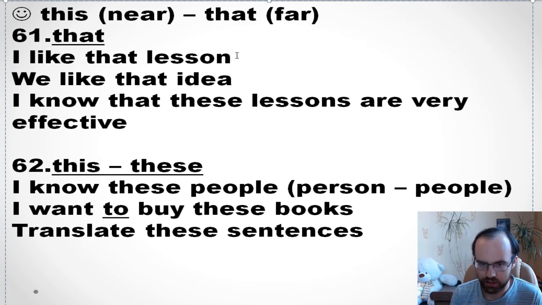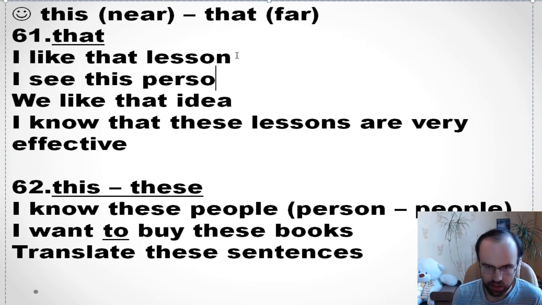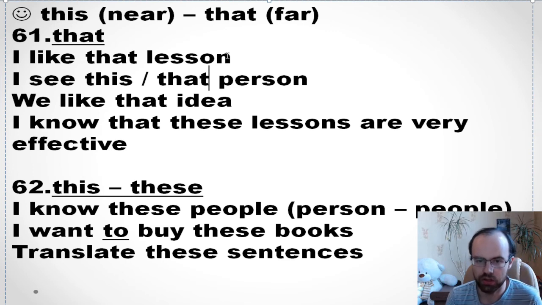I like that lesson. For example, I see this person, or I see this man, woman, or I see that person. So I see this person is near, and I see that person is far. We like that idea. I know that these lessons are very effective. These lessons, it means they, so we need are, they are.